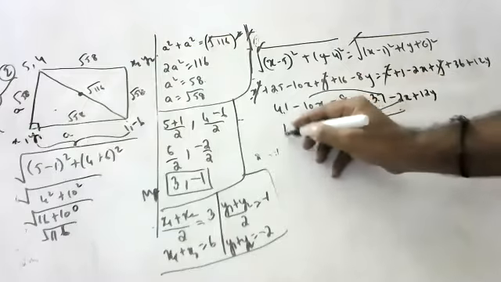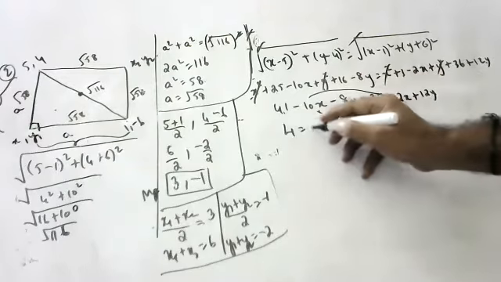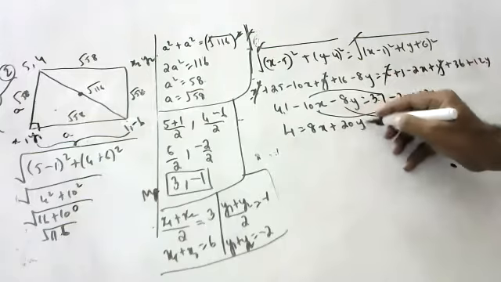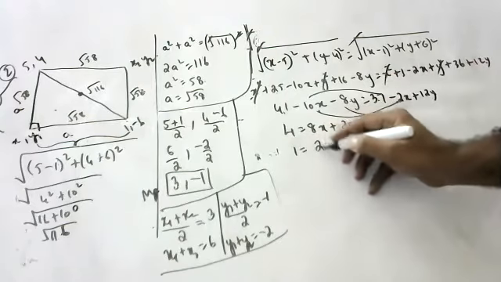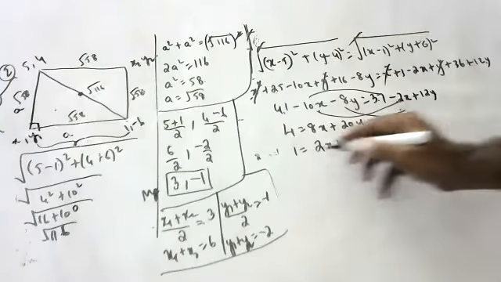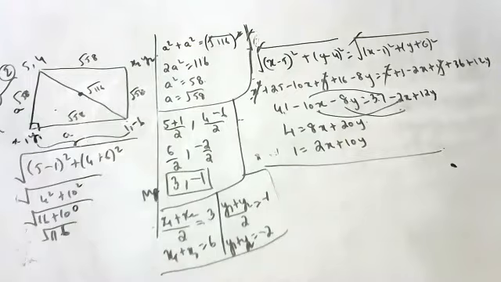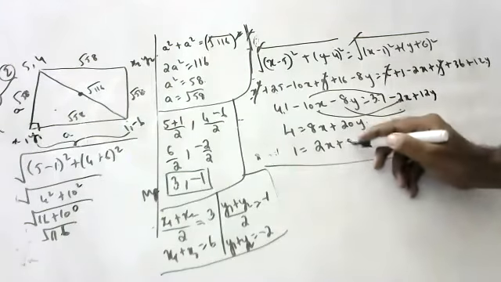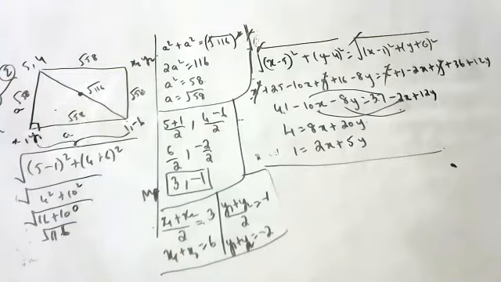41 minus 37 is 4. 10x minus 2x is 8x. Minus 8y plus this is 20y. Previously I was getting this one, 12x plus 10y. I got this one when I equated. Just now I got this only. That was my only problem. Sir, 5y, sir. Okay, 5y. So between x and y, we don't have any relation. That is the only common one.